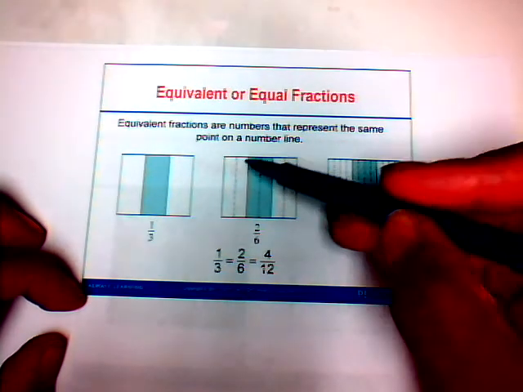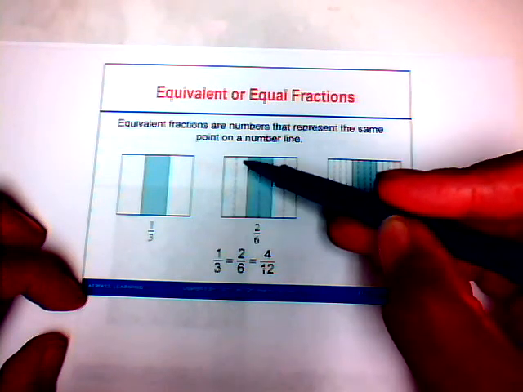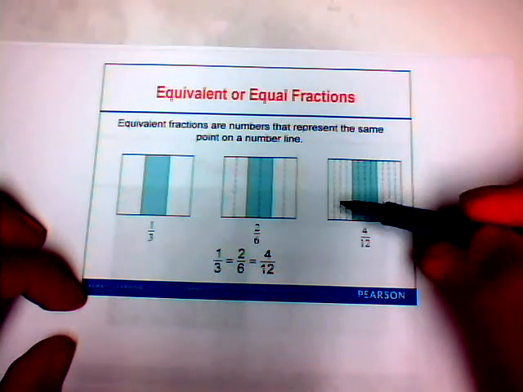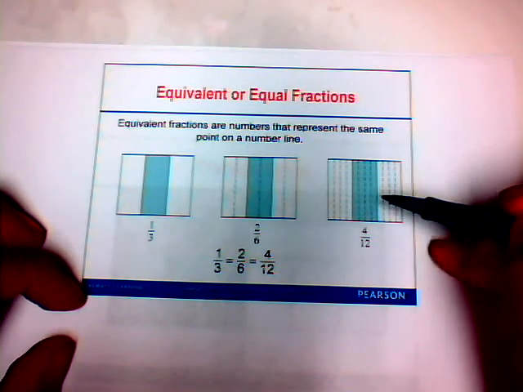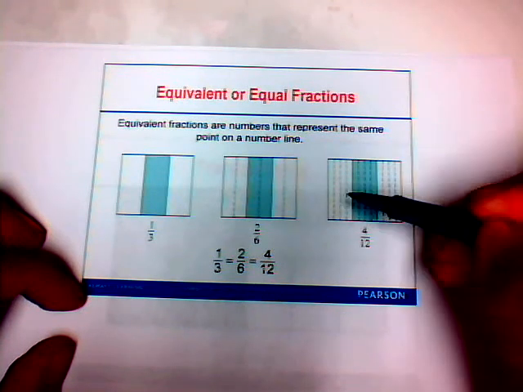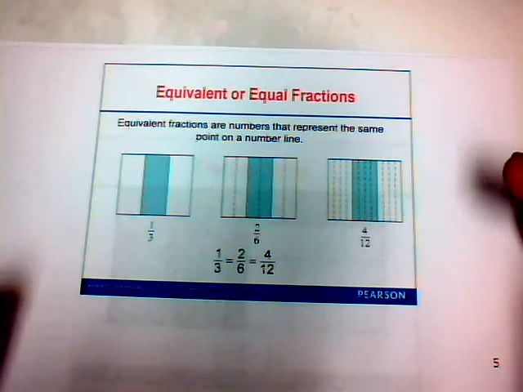Now we can go a little further by dividing each of the 6 boxes into 2 smaller boxes. So now we have 12 boxes, and here, 4 out of the 12 are shaded. So 4/12 is another equivalent fraction of 1/3.